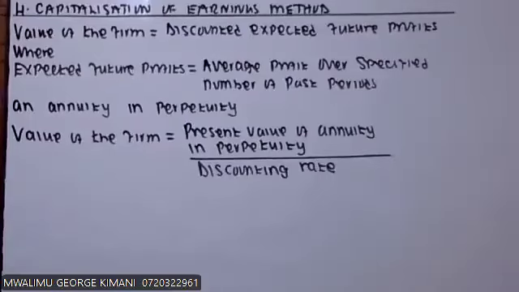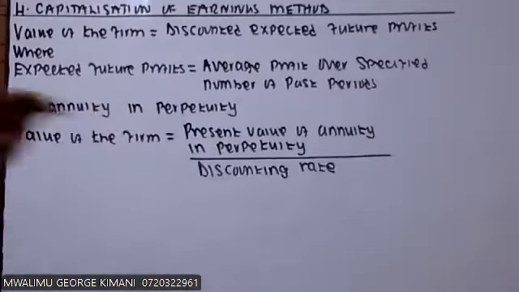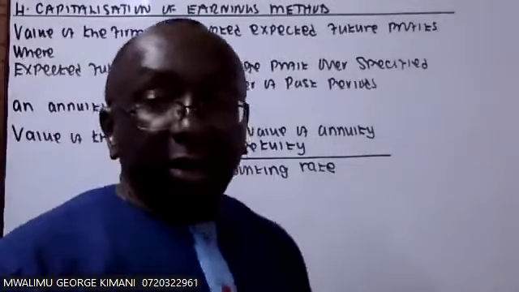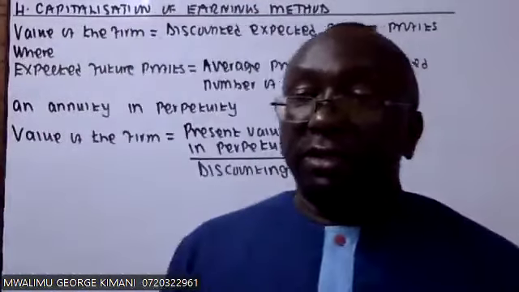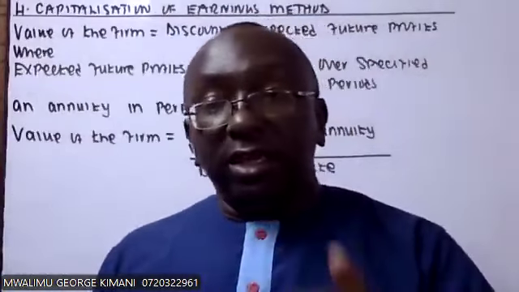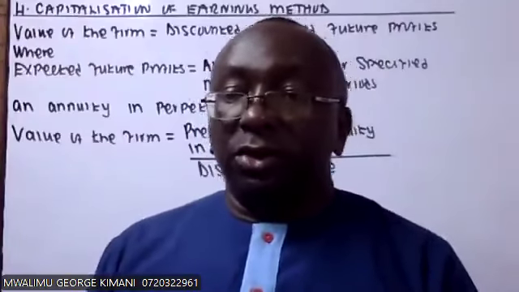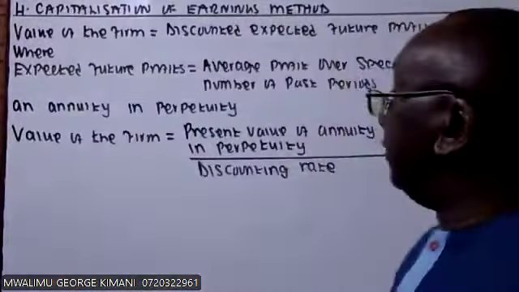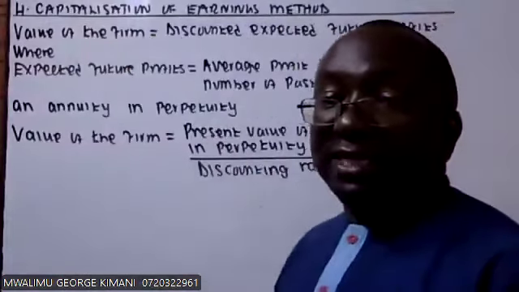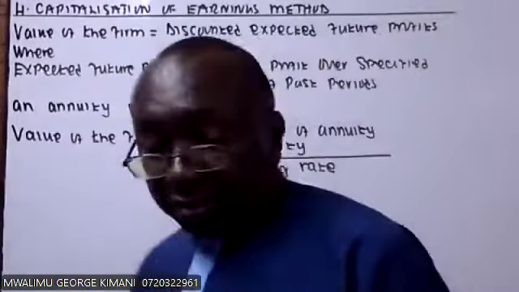So if now this average remains, we treat it as an annuity. And remember, an annuity is a constant amount that is coming in or being paid within specified periods of time. So if you want now to get the value of the firm, you get the present value of that annuity in perpetuity. Then you divide by the discounting rate.